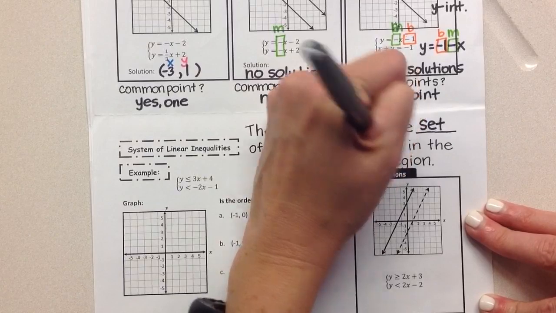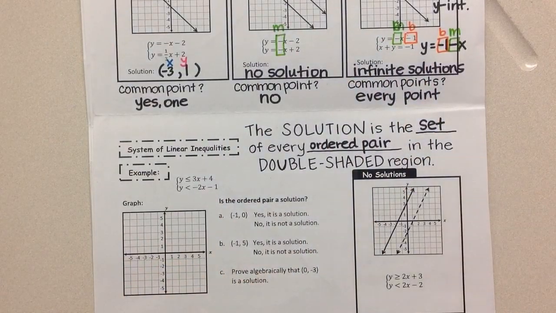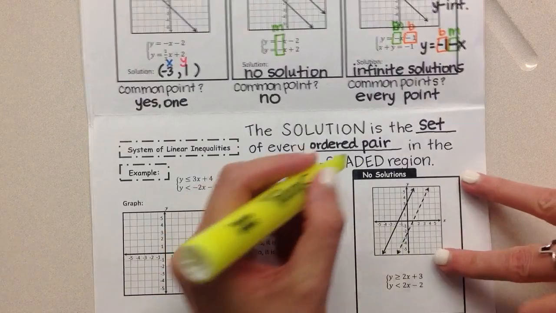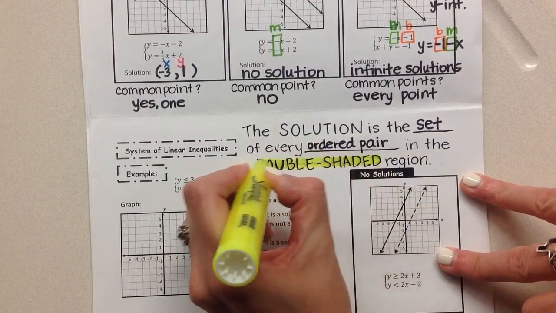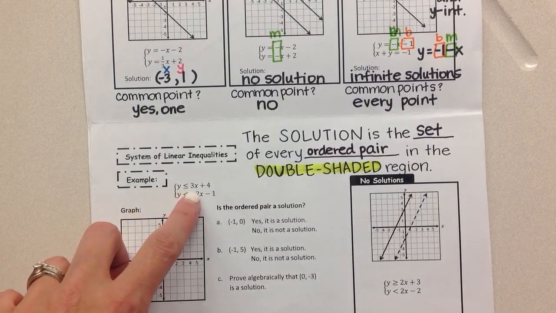So it's all your points that fall in the double shaded region. And it's important to note that they have to be where the shading overlaps, okay? Because remember, inequalities, you have shading. And since you have two inequalities, you're going to have two shadings. And you want to look at where it overlaps. So let's look at graphing this.